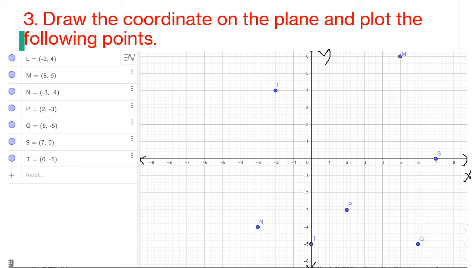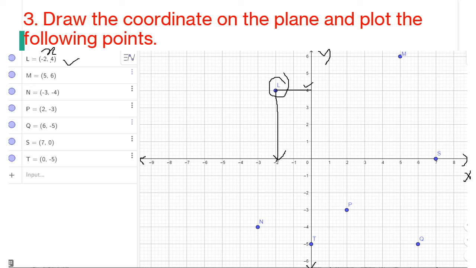So now let us plot the points which are given to us. Now the first point given to us is minus 2 comma 4, which means that x coordinate is minus 2. So where is minus 2 on the x-axis? It's here. Yes, it will be here. And where is 4 on the y-axis? So y coordinate 4 here. So the point will lie in such a way that where these two coordinates are meeting. Okay, so this is how you get your point L.